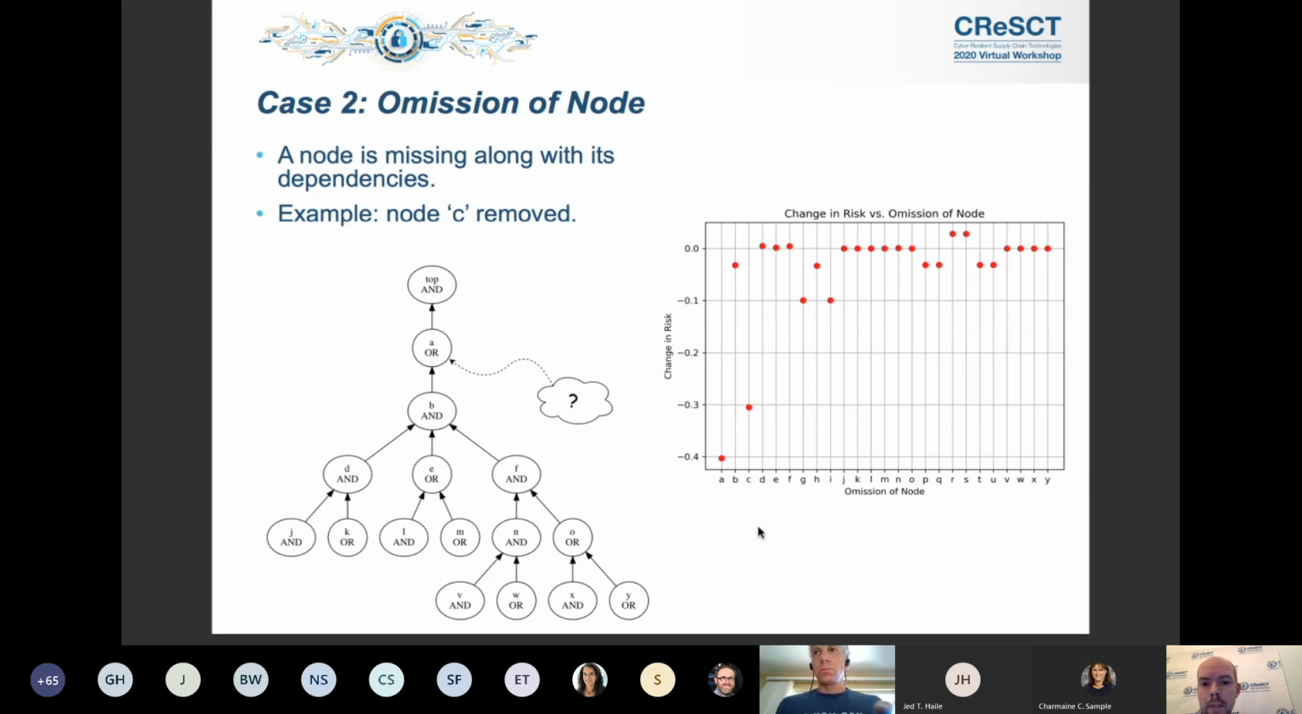On the right, we have a similar graph. We have nodes labeled on the horizontal axis and the risk on the vertical axis. And you see for node C, yeah, it makes sense. If you take out node C, the risk is going to go down quite a bit. There are fewer ways for the attack to proceed. In reality, this probably would be flipped, so it would be an increased risk if you missed a node. But that's just an artifact of the way we're presenting this.